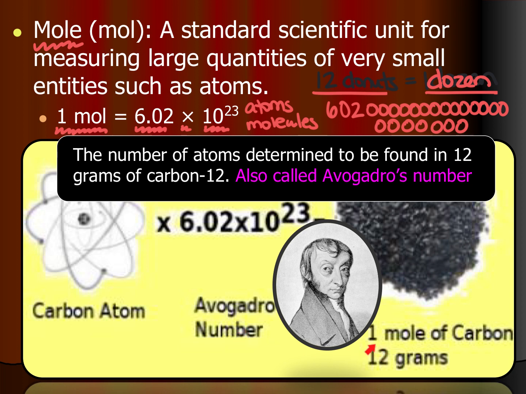We will learn the connection between how much a mole is in grams. It's different for every material. So for carbon, it happens to be 12 grams, but we'll learn this in another video. For right now, we want to focus on this idea that 1 mole is 6.02 times 10 to the 23rd atoms or molecules.